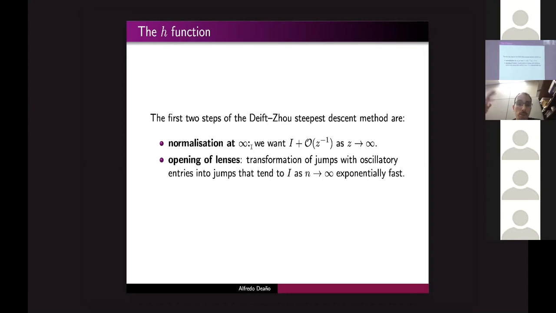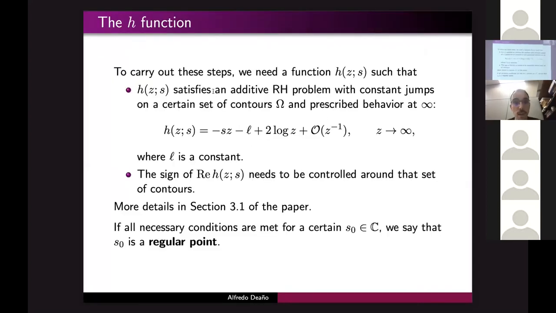So at some point you have to make a clever guess of what the limit distribution of zeros is going to be, if it's one cut or two cut or whatever, and then propose a G function or an H function and show that it works and that everything goes fine in this steepest descent analysis. So this H function, or G function if you want. The only difference is that we added the potential. That's basically the only difference, and the constant L.